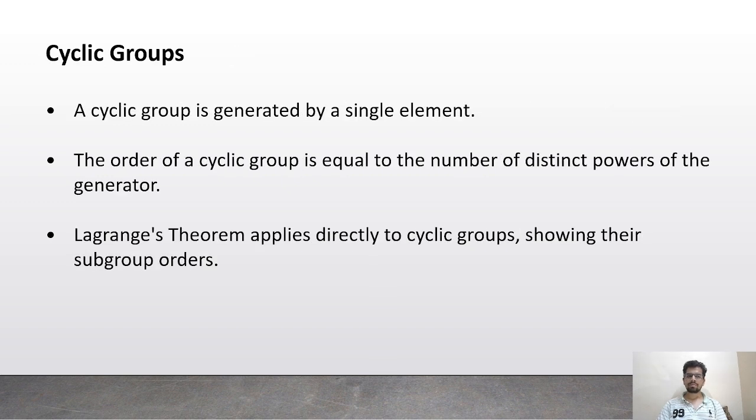Cyclic groups. A cyclic group is generated by a single element. The order of a cyclic group is equal to the number of distinct powers of the generator. Lagrange's theorem applies directly to cyclic groups, showing their subgroup orders.